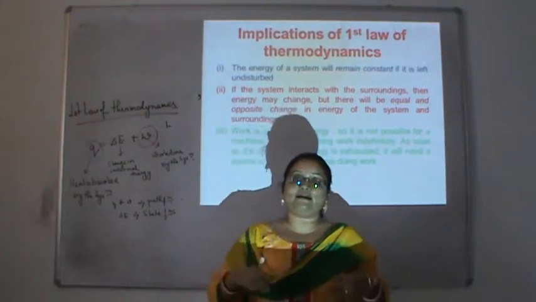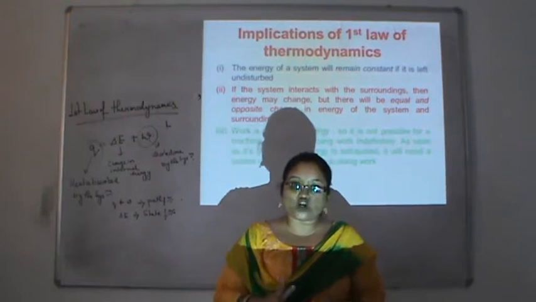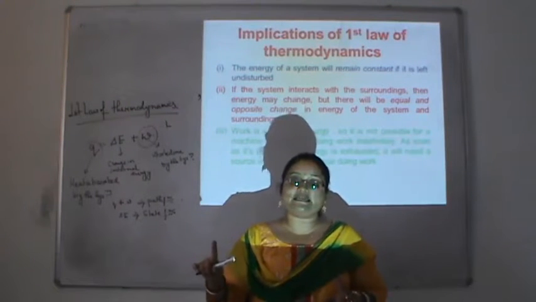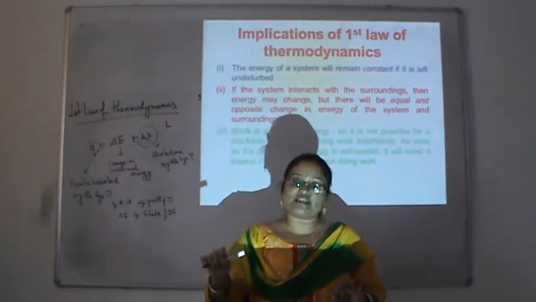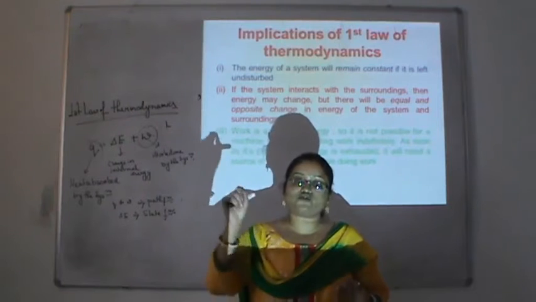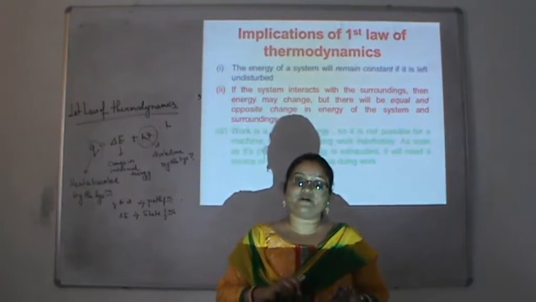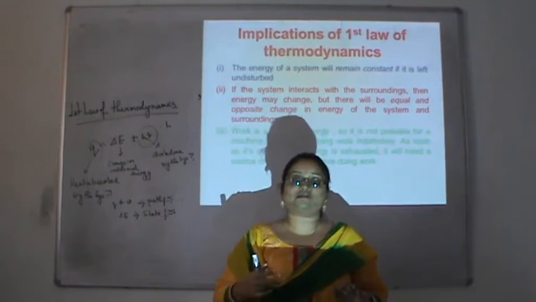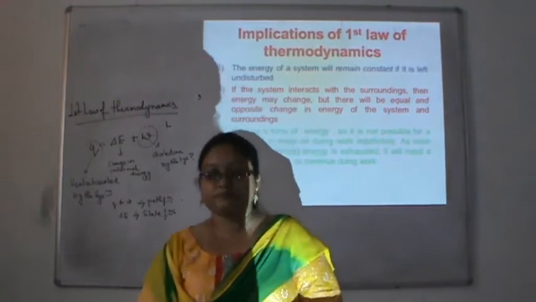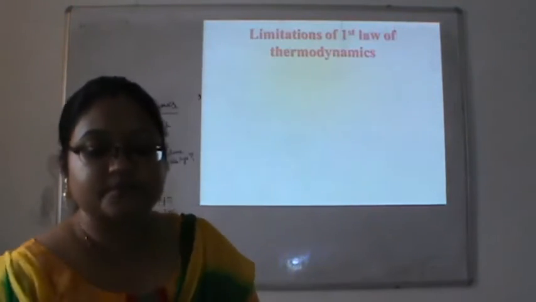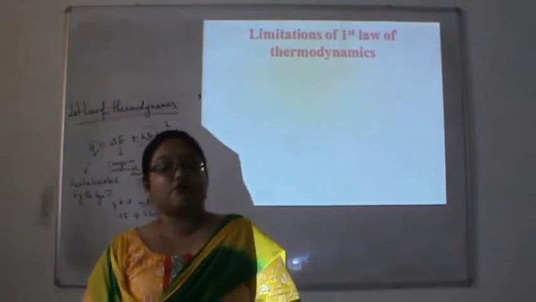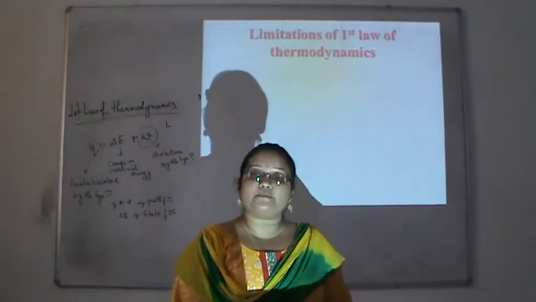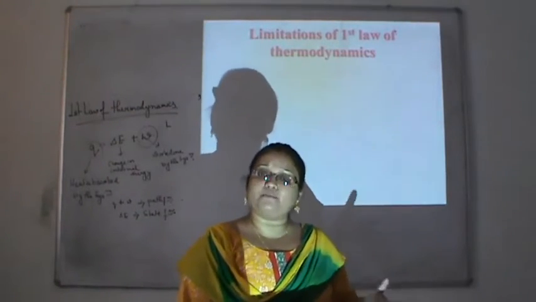A machine cannot work indefinitely. A constant source of energy is required, because for performing work, the energy is exhausted. So what are the limitations of the first law of thermodynamics? Why the second law of thermodynamics?